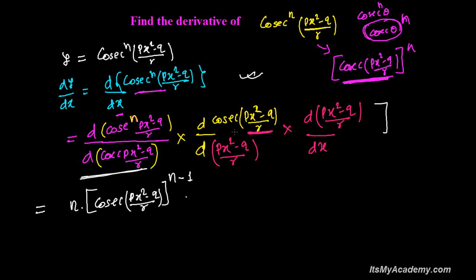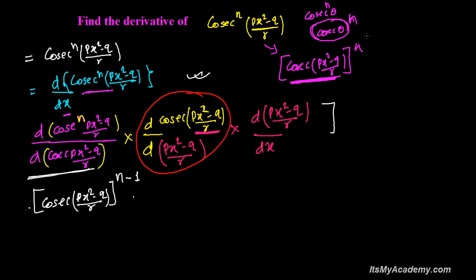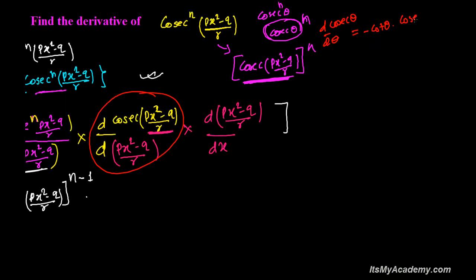So to find out the derivative of this part, what do you think? Yes, I'm again telling you something here that you have already learned. Derivative of cosec theta with respect to theta, what you had learned, it is minus cot theta times cosec theta. So here you have derivative of px square minus q over r with respect to px square minus q over r, like theta with respect to theta. So here just theta will be replaced by px square minus q over r.